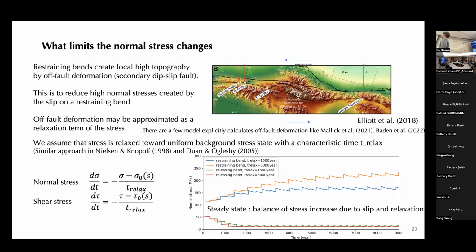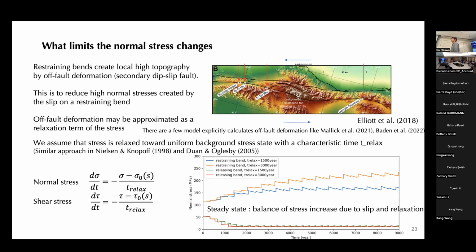We simply assume that stress is relaxed toward a uniform background stress with a characteristic time scale. This can be seen as some type of viscoelasticity, but we are not arguing that this is crystal plasticity or creep in terms of viscoelasticity. We instead argue that this relaxation term encapsulates the effect of many faults surrounding the main fault. The activity of these faults can be approximated by this term.